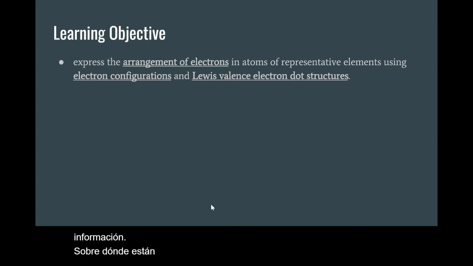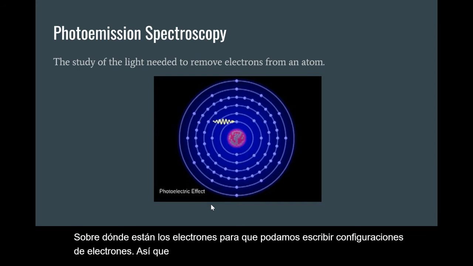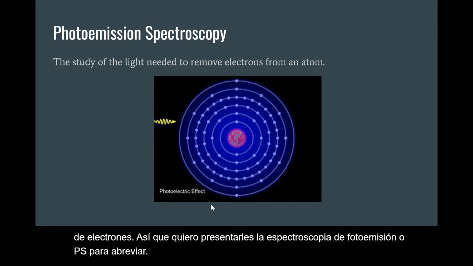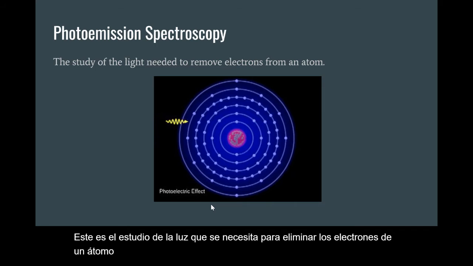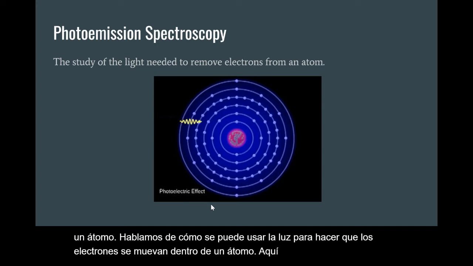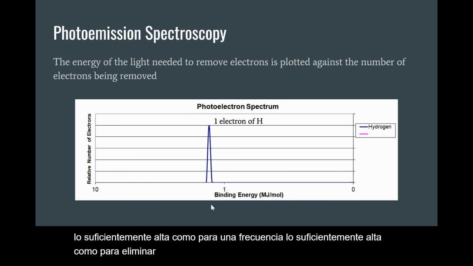can write electron configurations. So, I want to introduce you to photoemission spectroscopy, or PES for short. This is the study of the light that's needed to remove electrons from an atom. We talked about how light can be used to make the electrons move inside an atom. Here, I'm actually going to use light with high enough energy, a high enough frequency, to actually remove the electron. And what I get is a graph that looks something like this one.